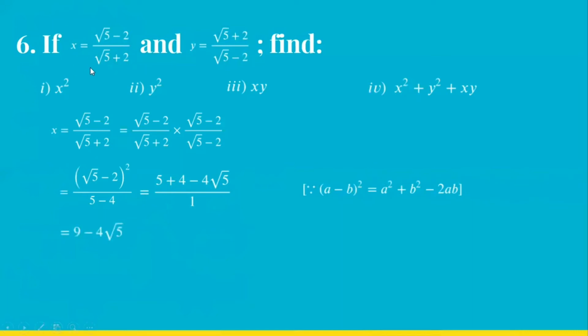Okay, now we are asked to find the value of x square. So x square is equal to 9 minus 4 root 5 the whole square. Use the identity a minus b the whole square is a square plus b square minus 2ab. So we get 9 square, which is 81, plus b square. Plus b square means 4 root 5 the whole square.